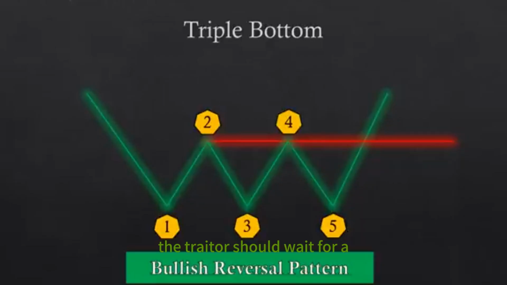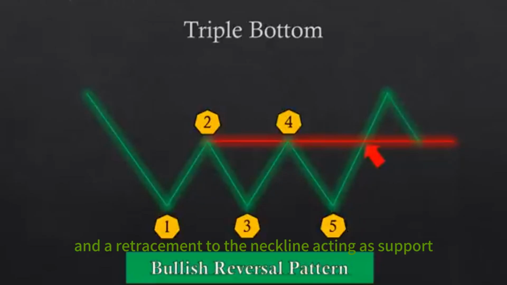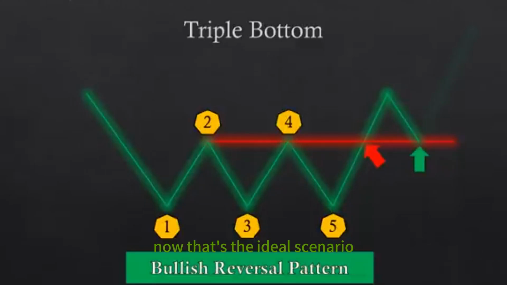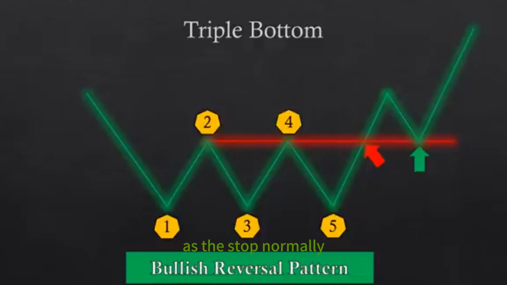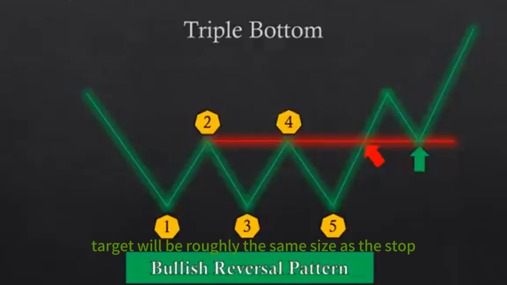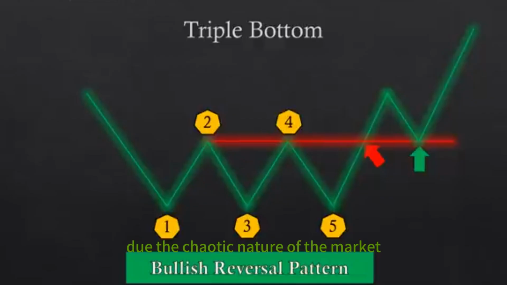The trader should wait for a breakout to the upside of the neckline, and a retracement to the neckline acting as support now. That's the ideal scenario. Stop should be below lows 1, 3, and 5, and the target should be at least 3 times as big as the stop. Normally, people teach that the target should be a measured movement. That means that the target will be roughly the same size as the stop, and unfortunately, that's not enough to produce good results in the long term, due to the chaotic nature of the market.